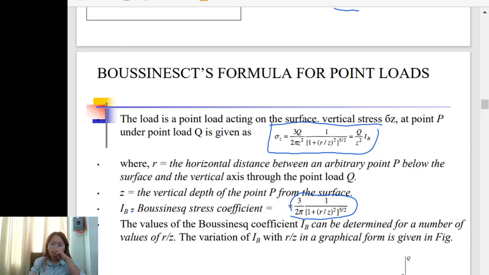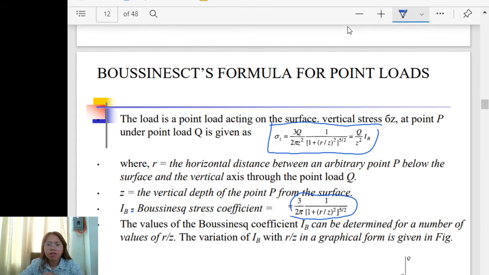values of R over Z. The variation of the Boussinesq stress coefficient, or the I sub B, with R over Z in a graphical form is given in the figure.